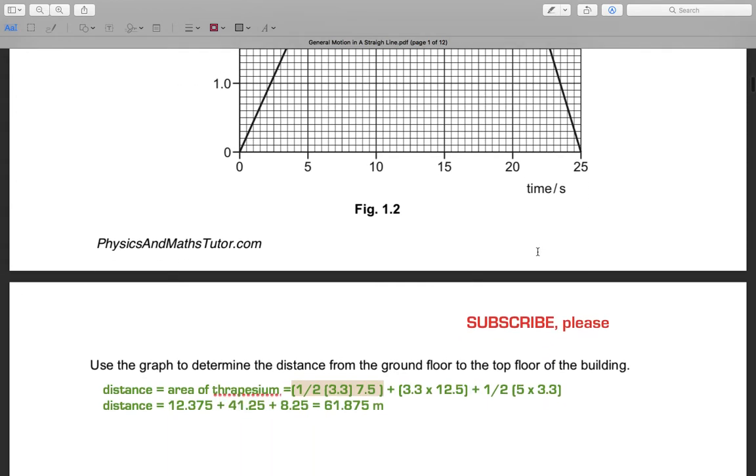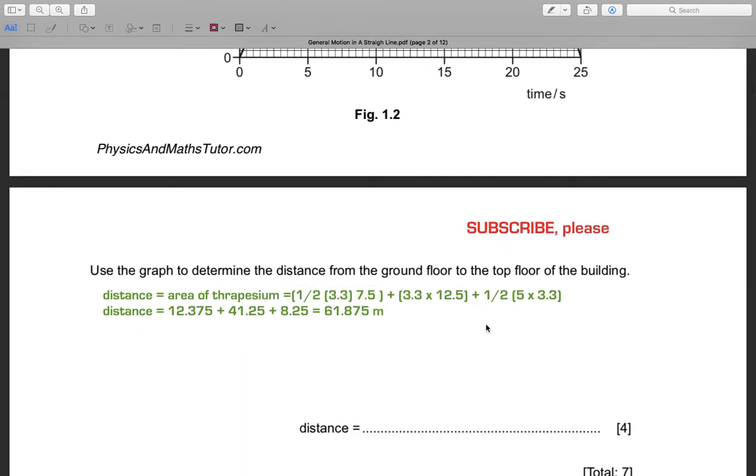After we calculate, we find the first triangle is 12.375, the rectangle is 41.25, and the second triangle is 8.25. So the total we calculate is around 61.875. Okay, we continue with the other questions.